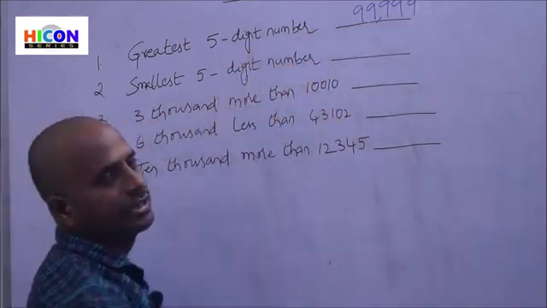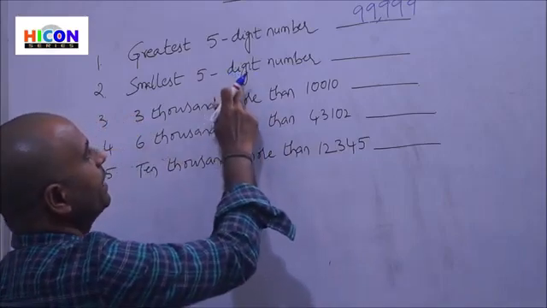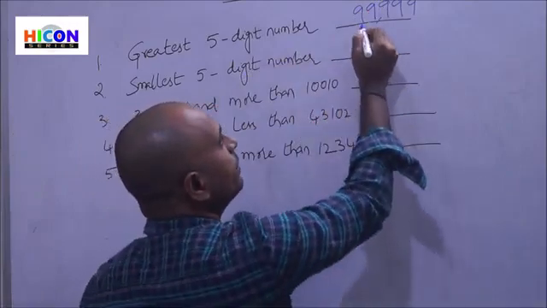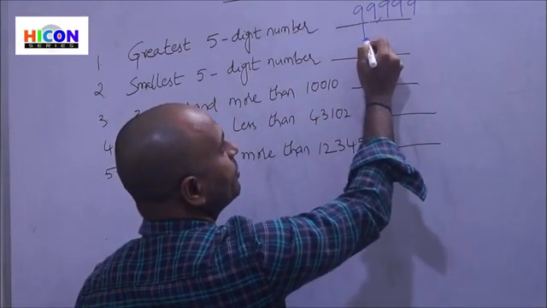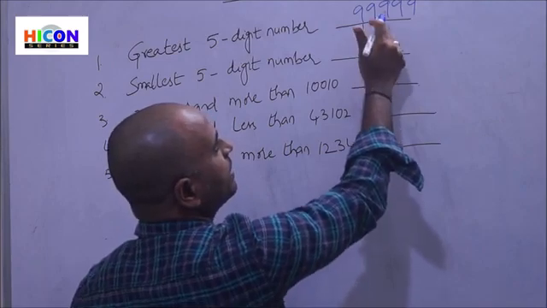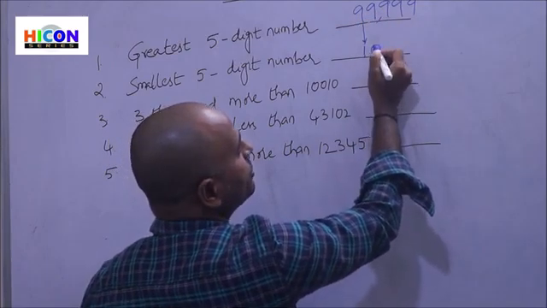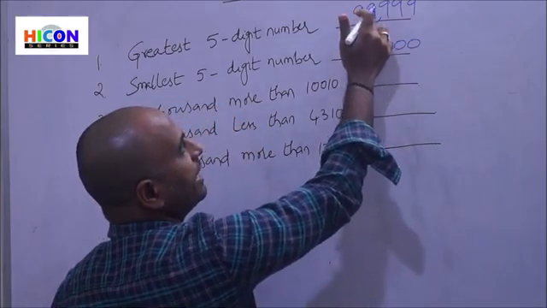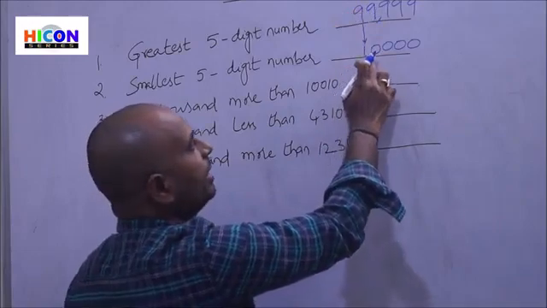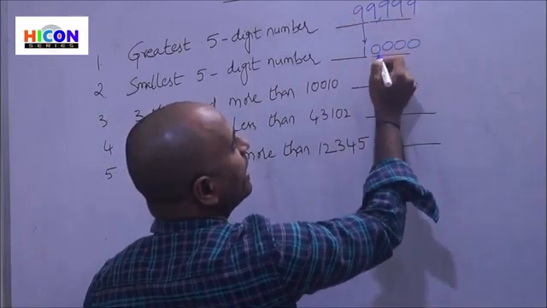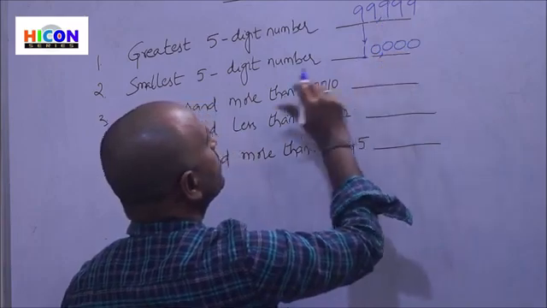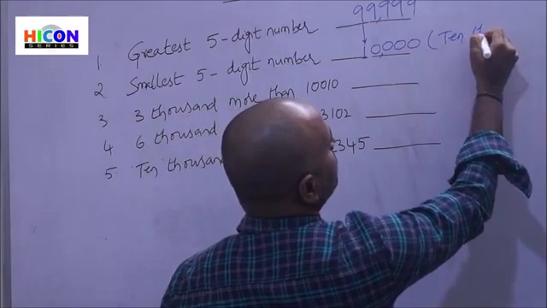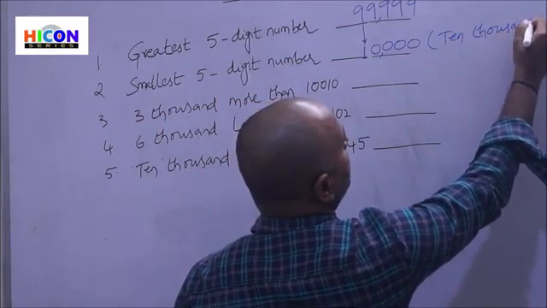Next, the smallest 5-digit number. We can obtain it from the greatest 5-digit number. Replace the first 9 with 1 and replace the remaining 4 nines with zeros. We get the smallest 5-digit number, which is 10,000.